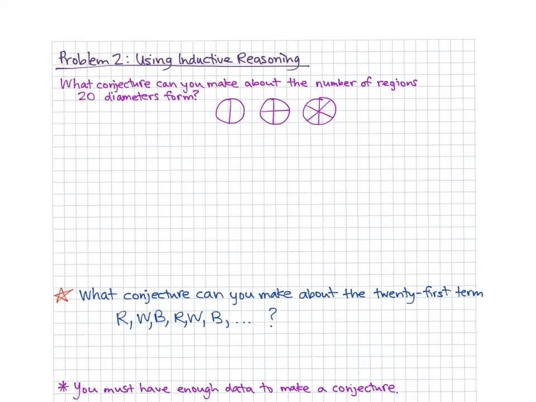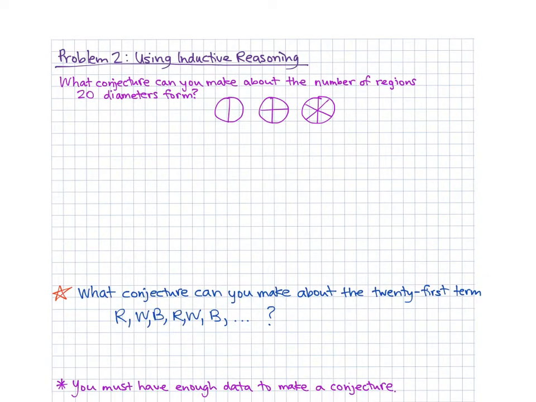Here we're going to use inductive reasoning. What conjecture can you make about the number of regions 20 diameters form? In this picture we have 1 diameter, and this forms 2 regions. Here we have 2 diameters, and we have 1, 2, 3, 4 regions. Here we have 4, 5, 6. We have 6 regions, and this is 3 diameters.